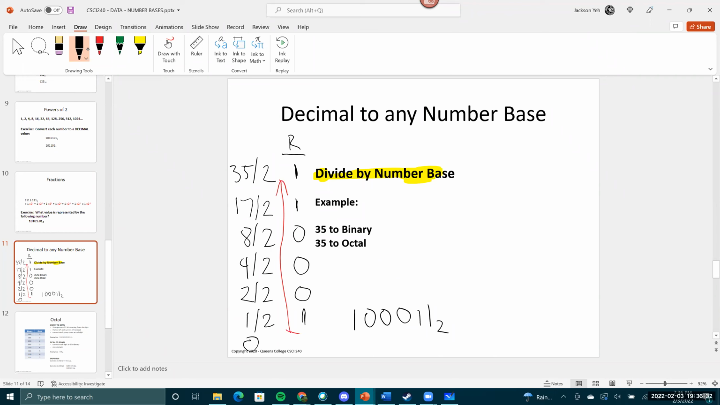So does this method work with any number base? The answer is yes. Let's just say I start off with 35 again, and I want to convert 35 to octal. So I divide by 8. Octal is base 8. So 35 divided by 8 would be 4, because 8 times 4 is 32, with a remainder of 3. And then 4 divided by 8 would be 0 with a remainder of 4. So this is equal to 43 octal. Does that make sense to everybody?